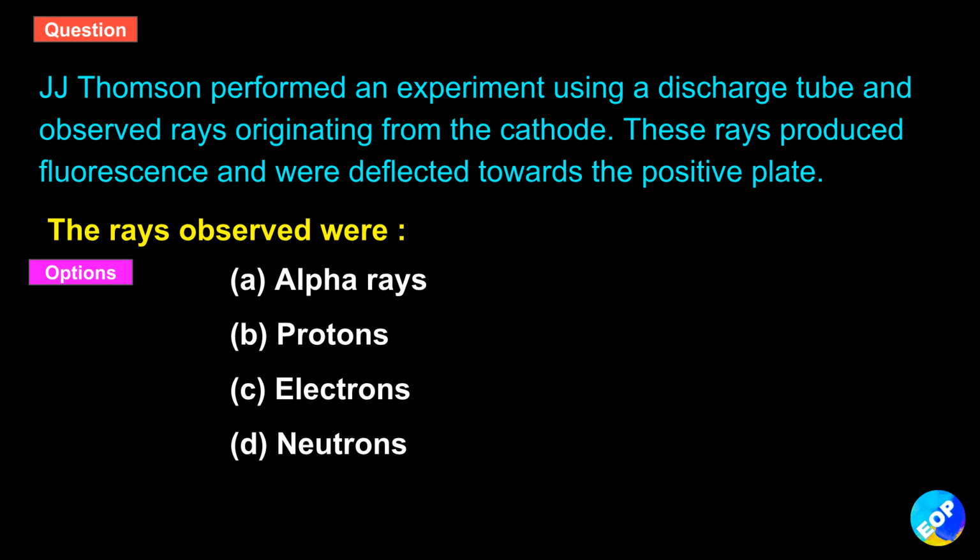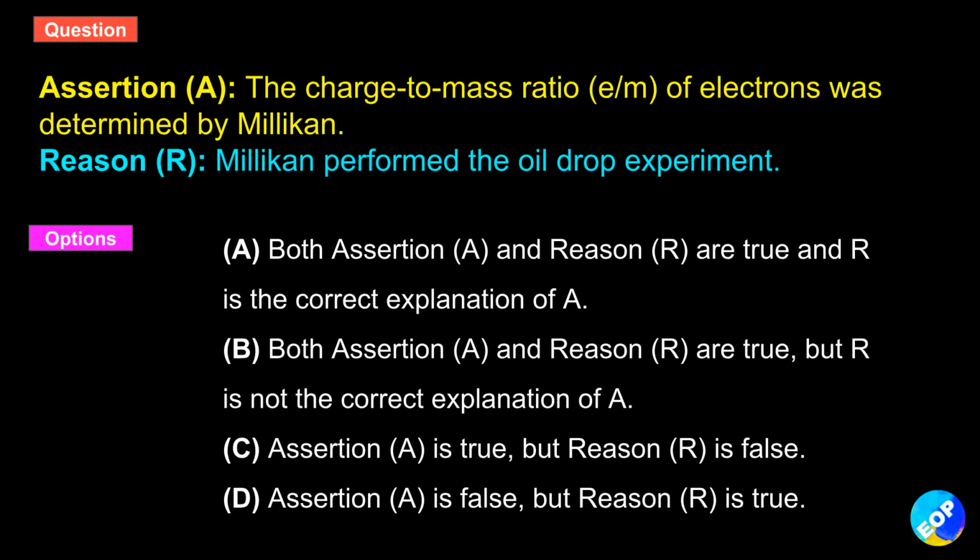J.J. Thomson performed an experiment using a discharge tube and observed rays originating from the cathode. These rays produced fluorescence and were deflected towards the positive plate. The rays observed were, C, electrons. Assertion A says that the charge to mass ratio of electrons was determined by Millikan. Reason R says that Millikan performed the oil drop experiment. Answer is D. A is false, but R is true.